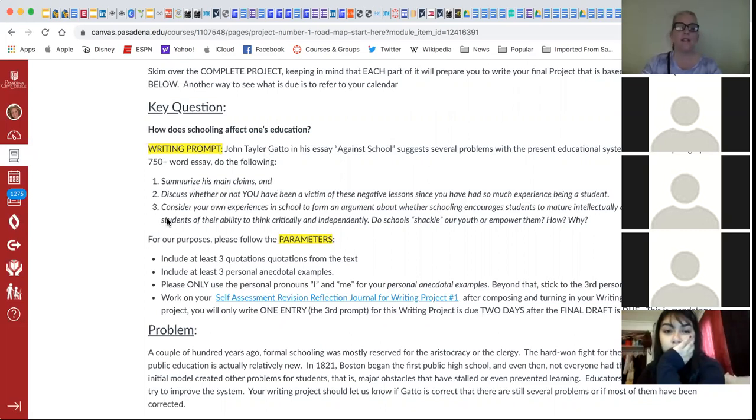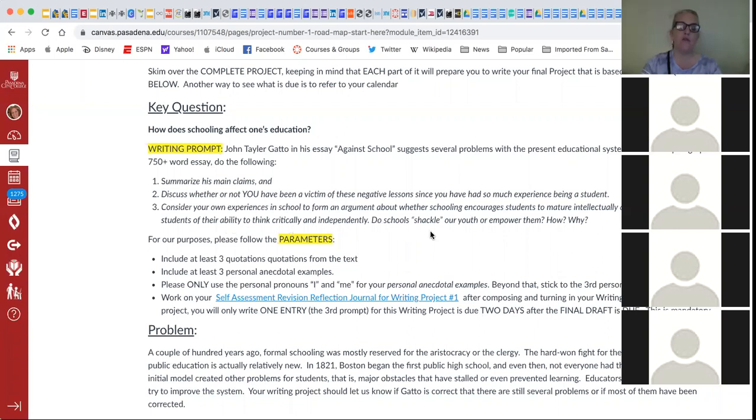Then third, consider your own experiences in school to form an argument about whether schooling encourages students to mature intellectually and creatively, or does school strip students of their ability to think critically and independently? Do schools shackle our youth or empower them? Okay, so how and why? So you're going to do all three of these things in your writing project.